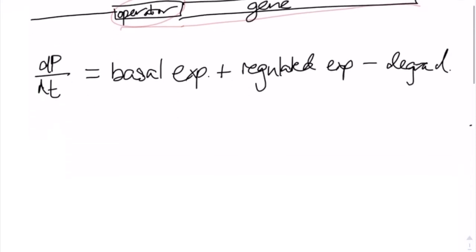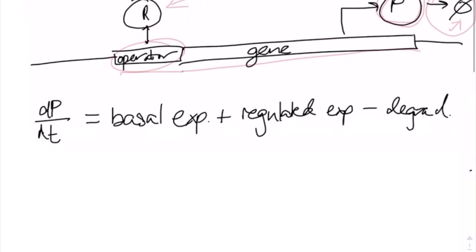Okay, so let's go more into detail what all of this is. Our basal expression is simply constant. It's just the promoter's affinity towards RNA polymerase. So that is given by constant alpha naught. It's not dependent on anything except maybe the concentration of the operator, which we are ignoring since we are assuming it is relatively constant in this example.